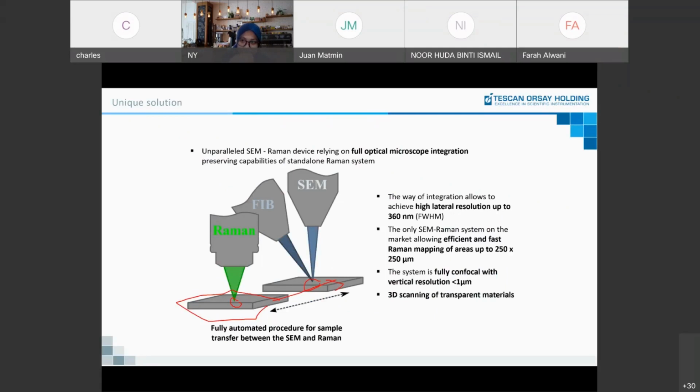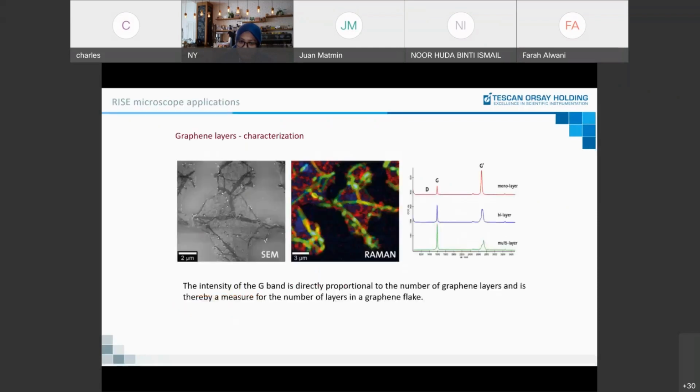The same spot we use to analyze with Raman, we can use for FIB-SEM characterization, coupled with EDS, EBSD, and we get all sorts of data already, even coupled with TOF-SIMS. So you can imagine this, right? This is how the Raman looks like.